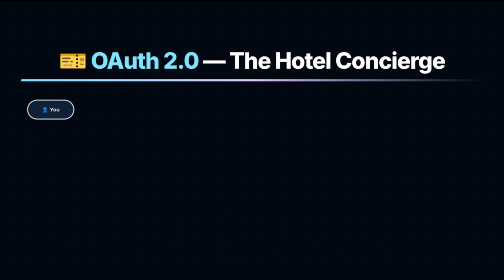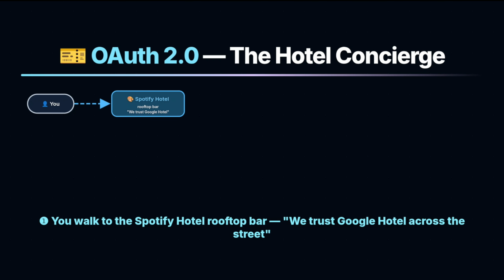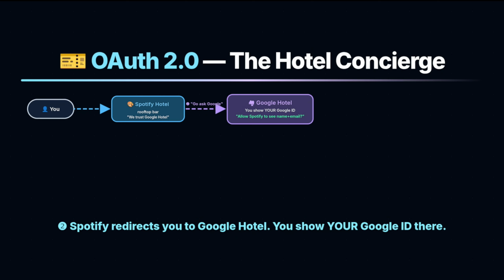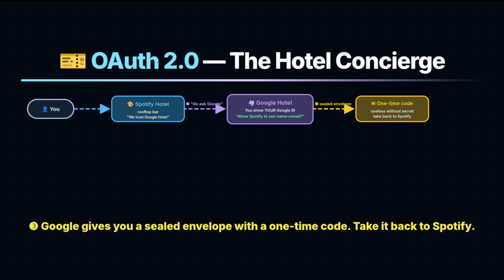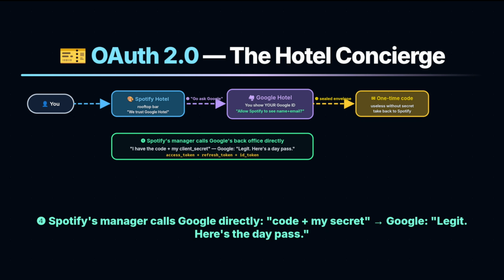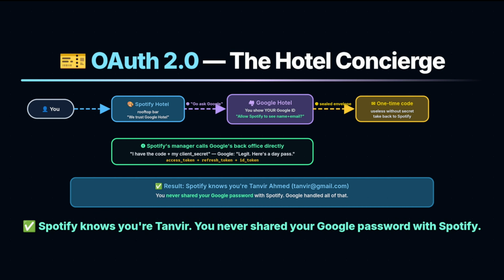Now, OAuth 2.0, the modern authentication mechanism. Let's say you are visiting a city. You want to enter the Spotify hotel's rooftop bar, but you don't have a Spotify account. The Spotify hotel says, we trust Google Hotel across the street. If they vouch for you, you are in. Now, you check in at Google's hotel with your Google ID and password. Then Google gives you a sealed envelope containing a one-time pickup code. Then you walk back to Spotify and hand them the envelope. The Spotify manager opens the envelope and calls Google's back office to verify. Then Google sends Spotify your name and email only. Spotify now knows your name and email, but they never saw your Google password.